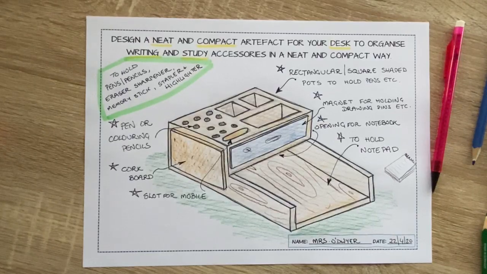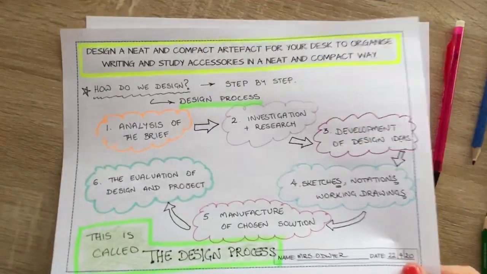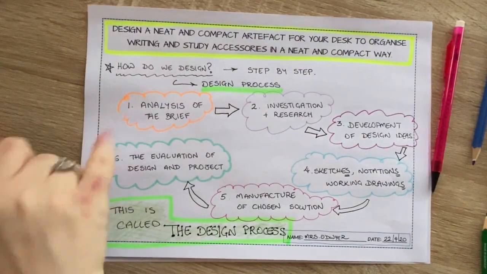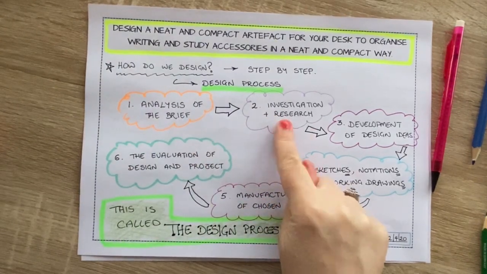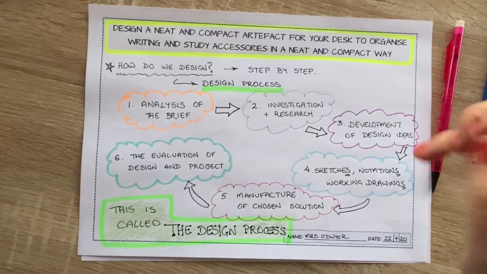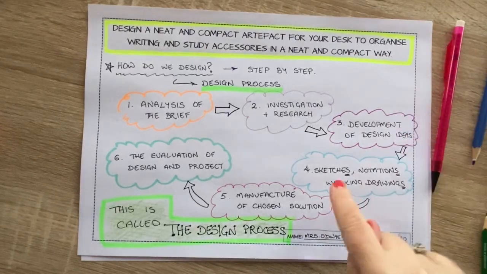But here's what we were learning, right? Here's what we were doing. The plan of all this was to take a brief, analyze the brief, do some investigation and research. We did that. That was these, or at least I did that. You did some too. Now we're on the development of design ideas and we are sketching.